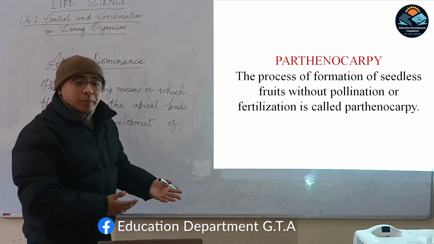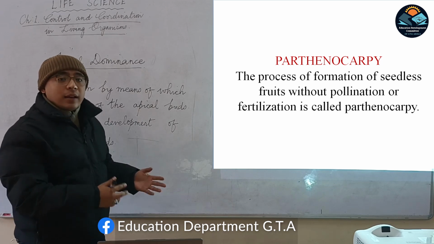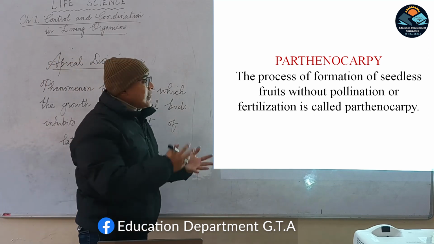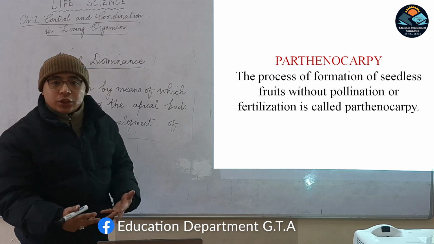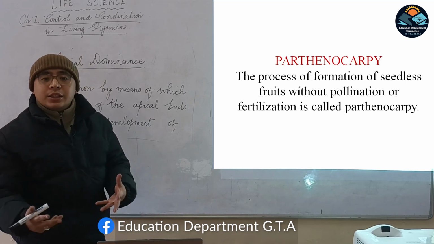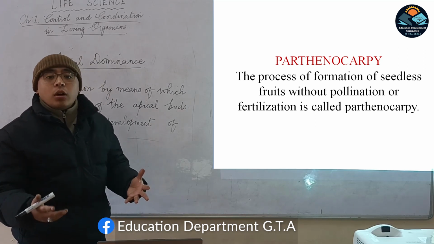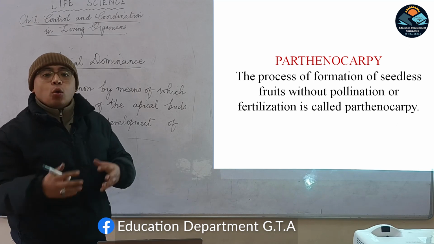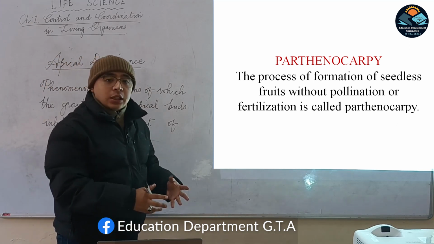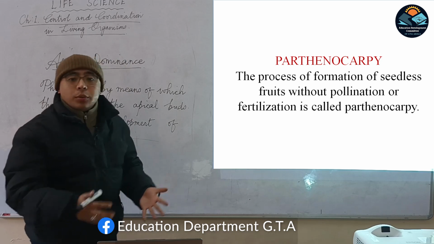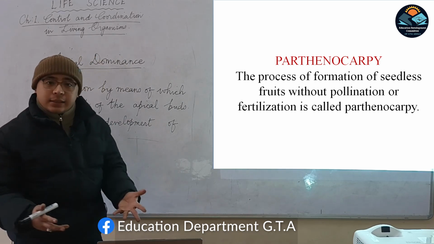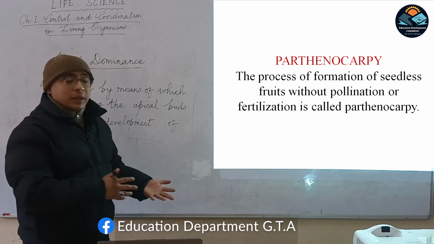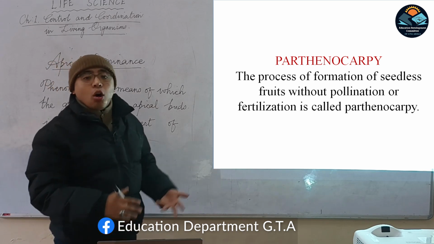But parthenocarpy is an exception where there is formation of fruit without pollination or fertilization. And since there is no fertilization, it does not involve the fusion of the gametes, hence the ovules will not turn into seeds. So parthenocarpy leads to the formation of a fruit which is seedless, and that parthenocarpy is induced by auxins naturally.